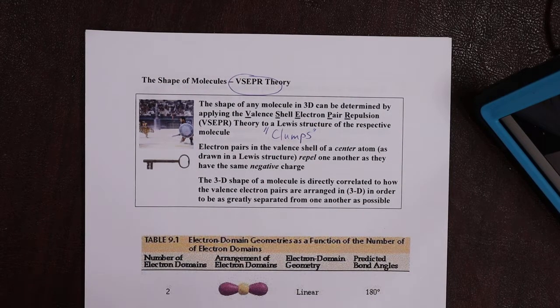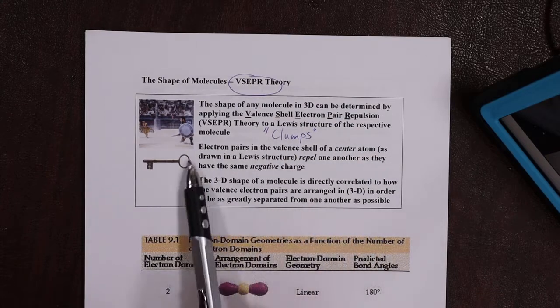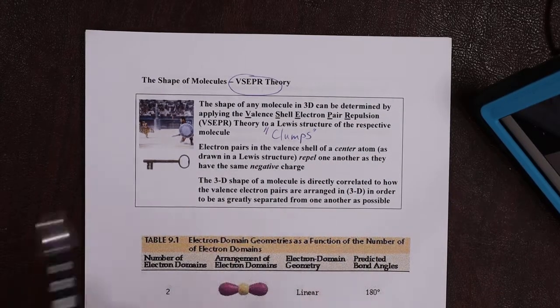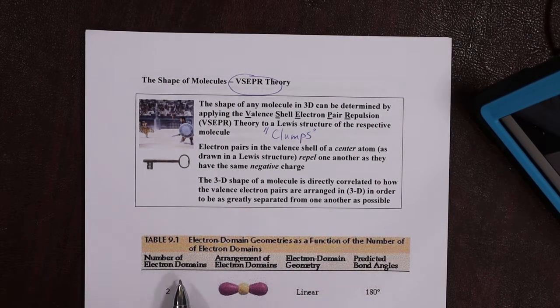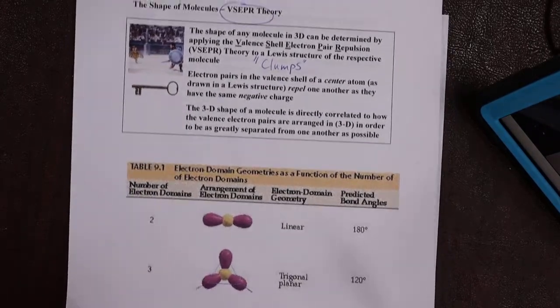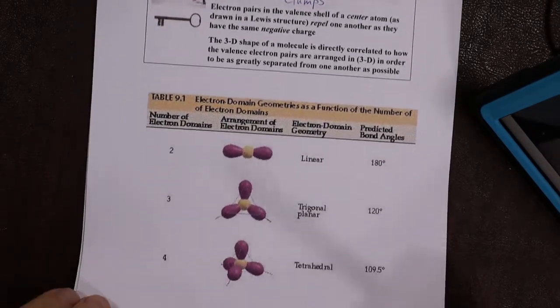And we'll see how that works in a second. Okay, so the trick is, carry on as normal, draw your Lewis structure, and then we'll just look at the center atom and figure out how many clumps are around it, number of clumps, or as it says down here in our little book example, electron domains. The number of clumps determines the three-dimensional shape.